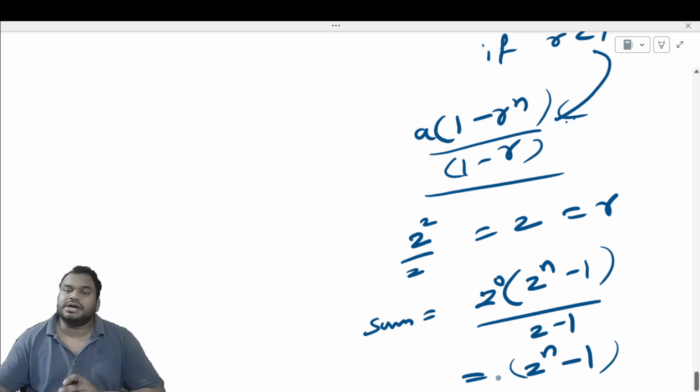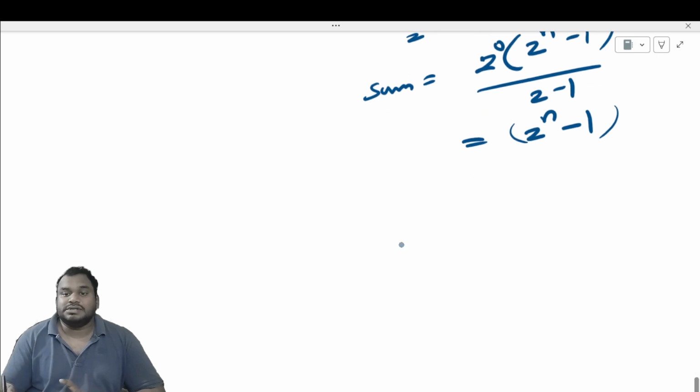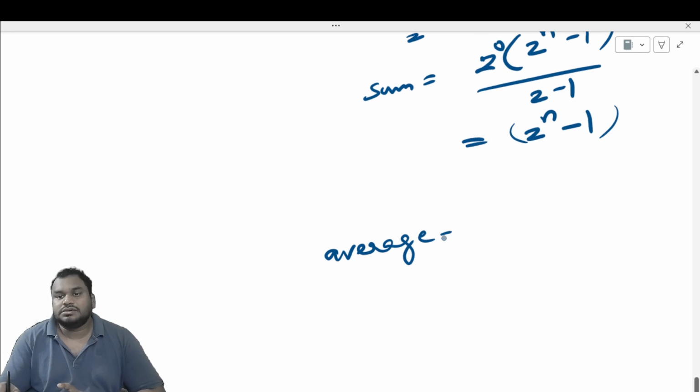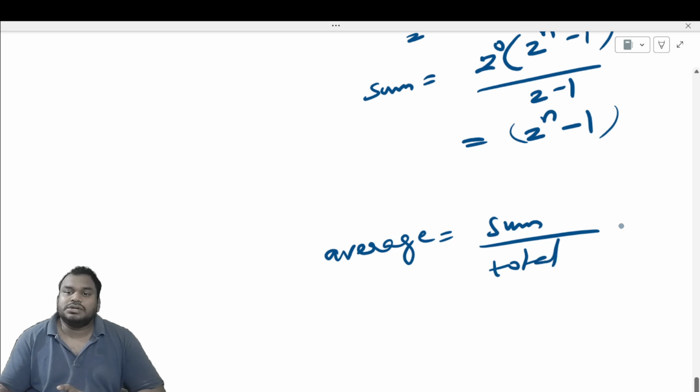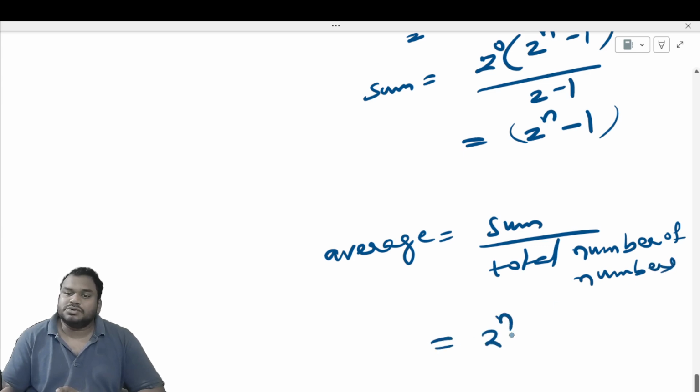But you need the average. So the average formula we know: sum divided by total number of numbers. So this is equal to (2 power n minus 1) by n.